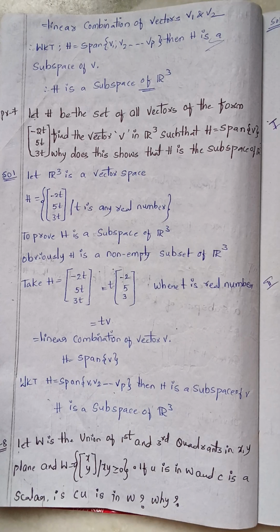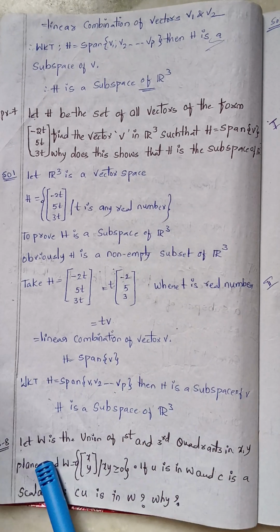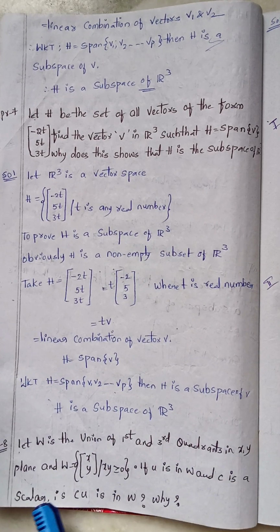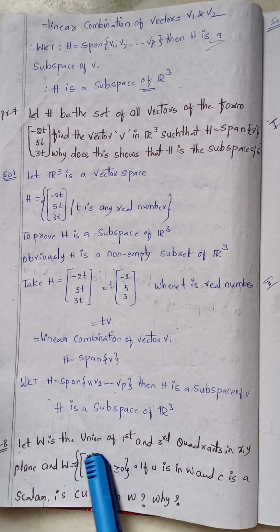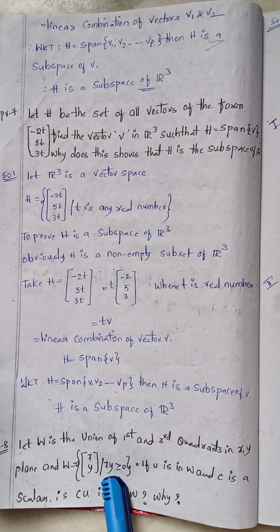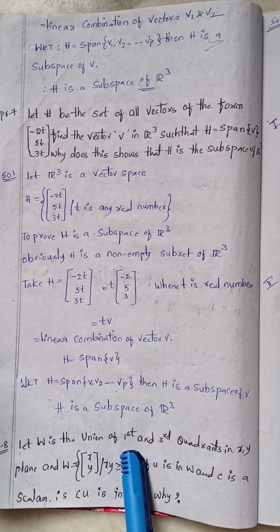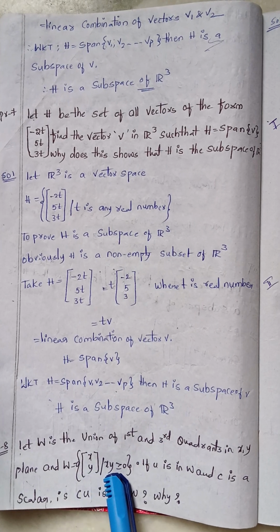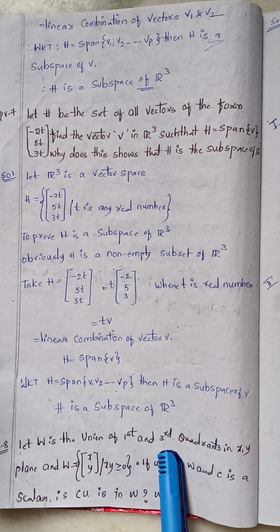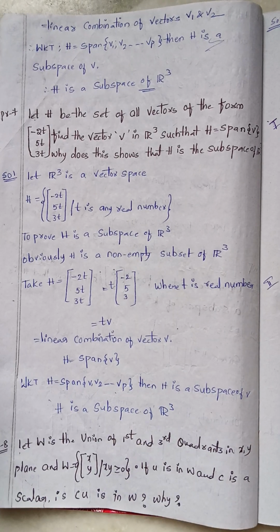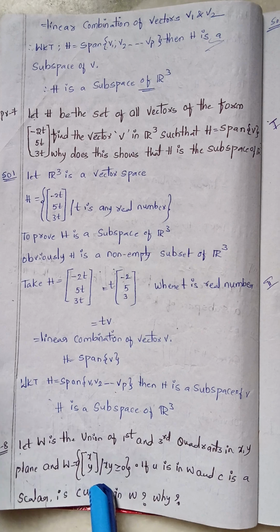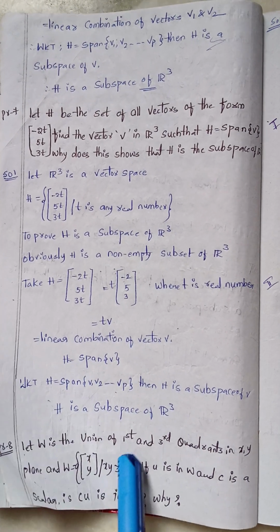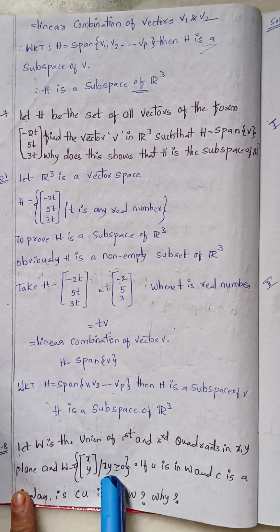Hello students, today some more problems on subspaces. Let W be the union of the first and third quadrants in x and y. So we are taking one vector (x, y) whose product is always positive. If it is in the first quadrant, then both are positive, and positive into positive is positive. In the same way, in the third quadrant both are negative, and negative into negative is also positive. So it is in either the first quadrant or the third quadrant.